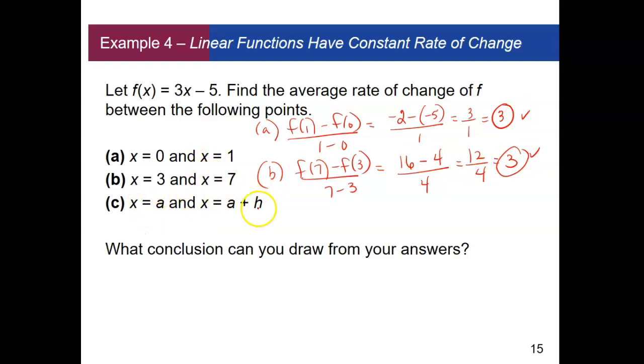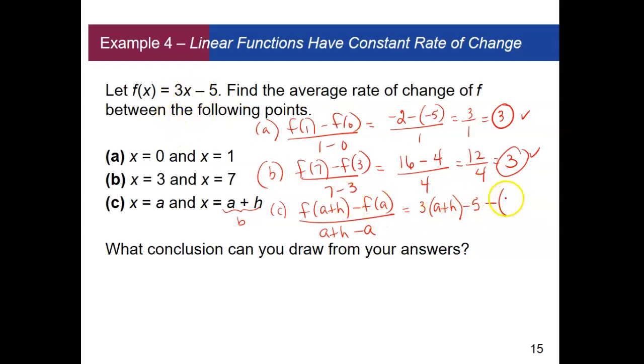But let's take it to a little bit more generic approach with the a and the a plus h. So if I look at this, I'm going to have f of a plus h minus f of a. I'm going to divide that by a plus h minus a, because this would just be putting this in for the b. So for f of a plus h, I'm going to go up here and put in a plus h. And then I'm going to subtract from that, putting a in. And I'll divide that by, you can see that this already reduces to be just h.